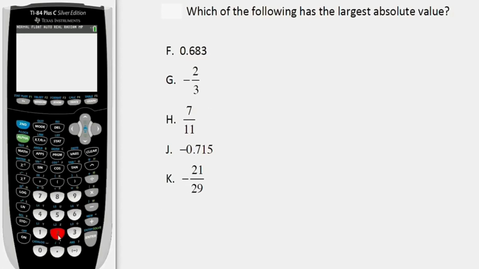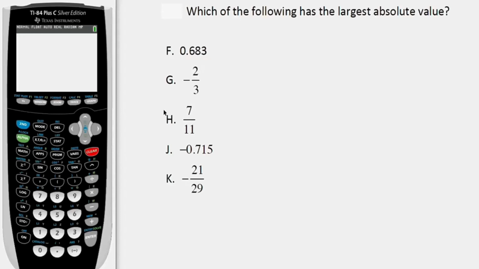So let's check 2 divided by 3. What's the output? We have 0.6. Let's check 7 divided by 11. We have 0.6 as well. Guys, this one we have in option J is minus 0.7. Basically it's now a positive number because of the absolute value involved. So it's now 0.715. 0.7 is higher than 0.6. Remember, option G we got to be 0.6, and option H is still around 0.6. So 0.7 is higher than 0.6.